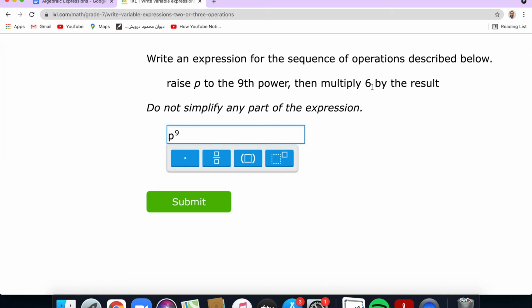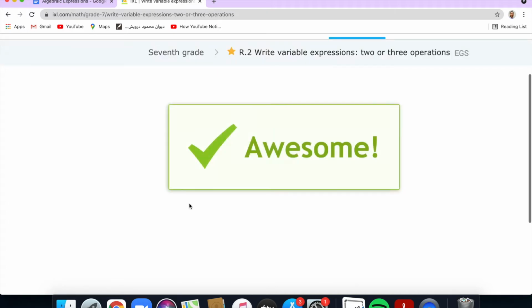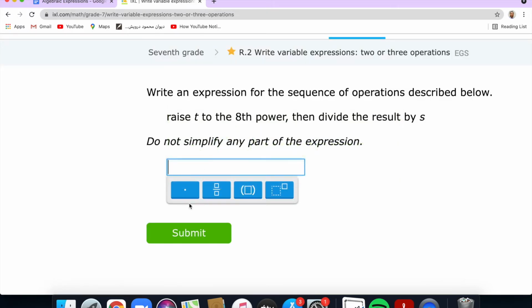Then multiply 6 by the results. So now you have to multiply everything by 6. So this is correct, or I would write 6 before it, because always the numbers come in multiplication only. The numbers come before the letters. Yes, awesome.